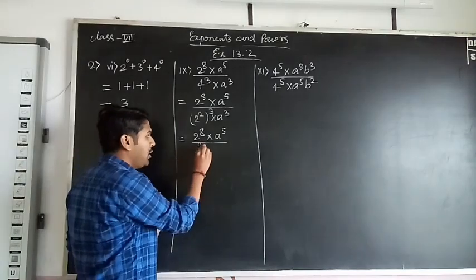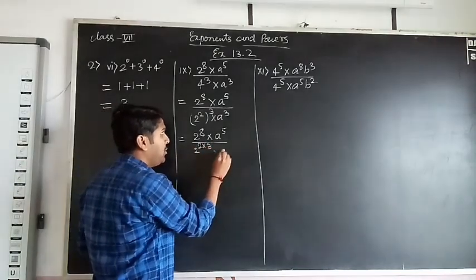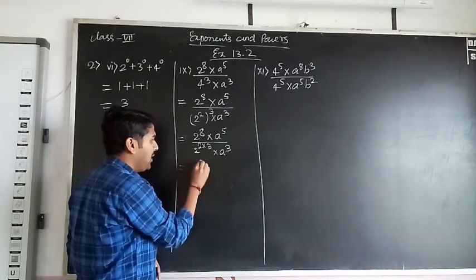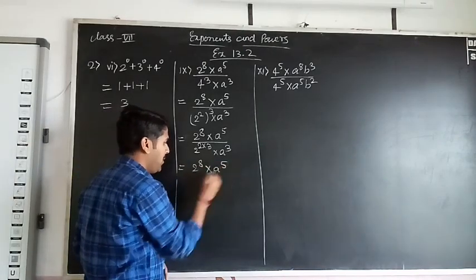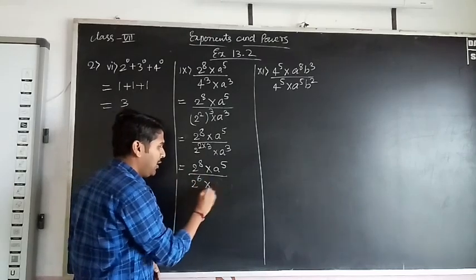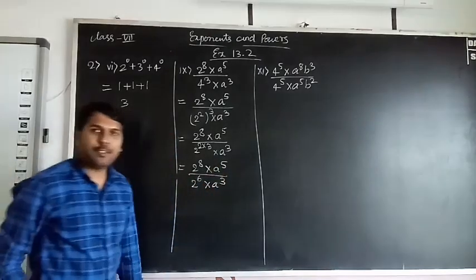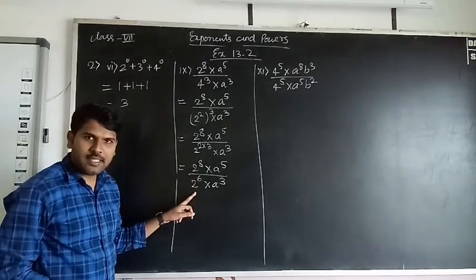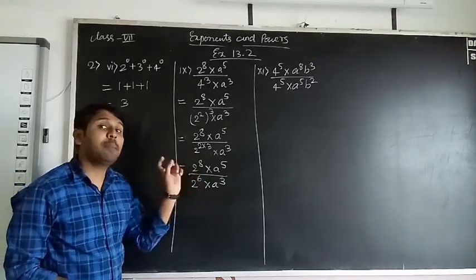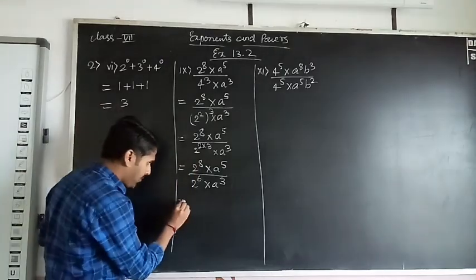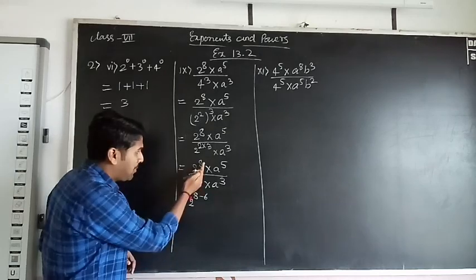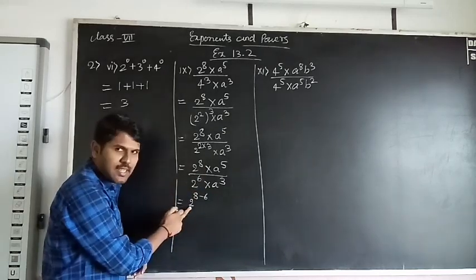So 2 raised to 2 into 3 into A raised to 3 as is. So now 2 raised to 8 into A raised to 5 divided by 2 raised to 2 into 3, 6, into A raised to 3. So now bases are same, isn't it? So bases are same and division is there. So that means you have to subtract the powers. 2 raised to 8 minus 6. Just subtract the powers because bases are same.